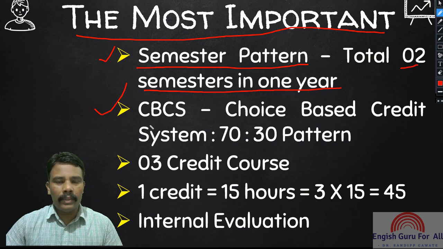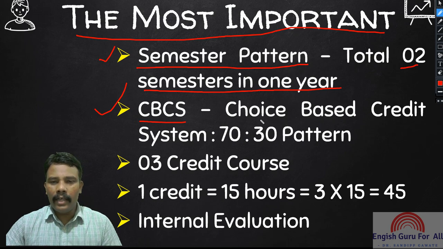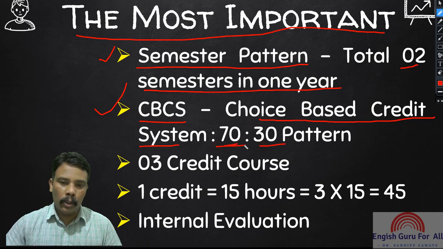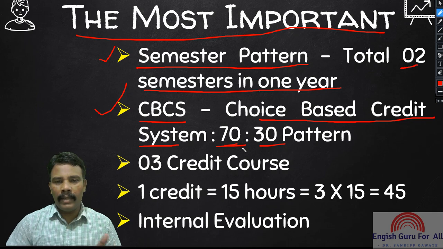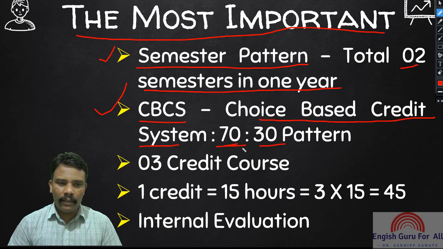What is the pattern there? The university SPPU has introduced CBCS. What is that? Choice Based Credit System, and there is a 70-30 pattern. I am going to explain what this 70-30 pattern is also. What is 70? 70 means 70 marks, for which the university is going to conduct the examination, and 30 marks for internal evaluation. That is why it is called the 70-30 pattern. I am going to explain that in detail further.